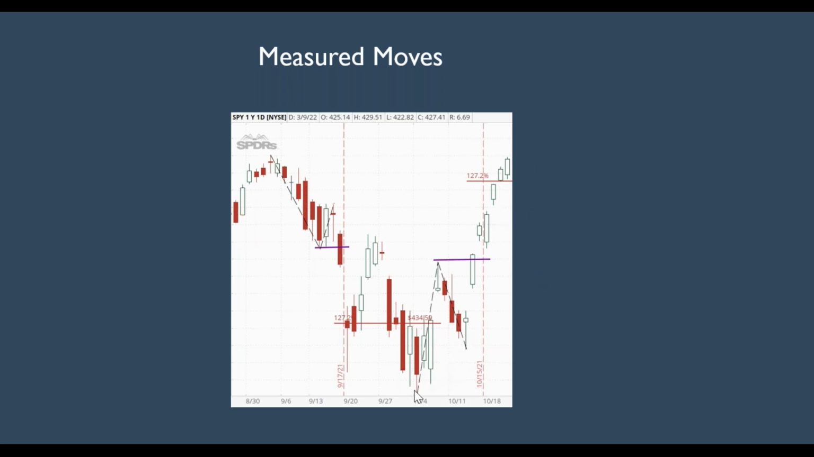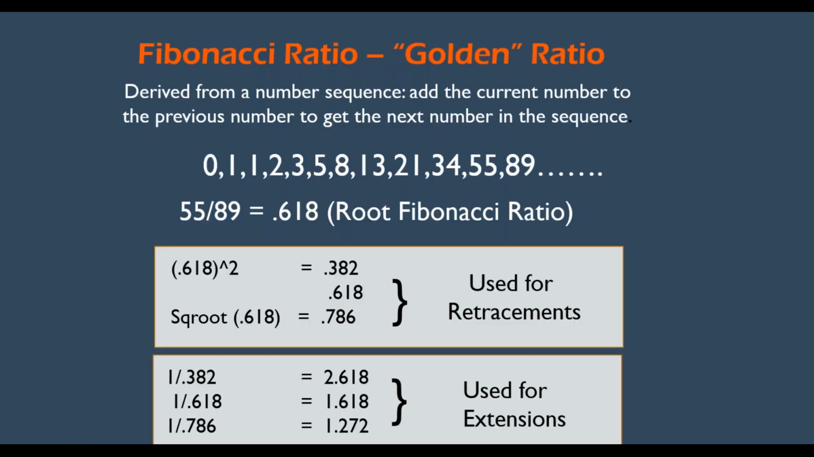Here's a measured move to the upside. Price goes up, pulls back, makes a higher low, then a higher high. This is a measured move to the upside. These happen all the time. Now, like I said, once you have a measured move, you can put on a Fibonacci. Well, what is a Fibonacci?